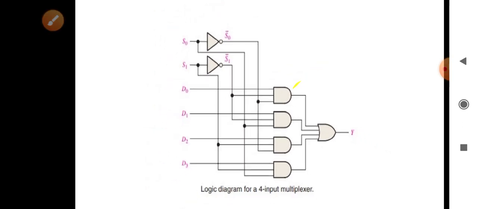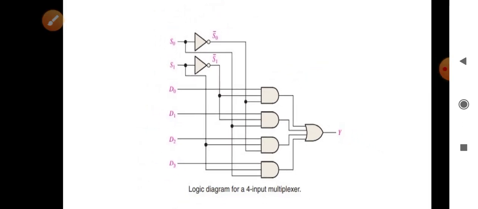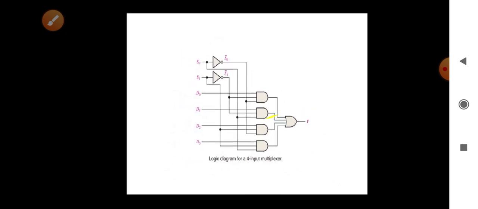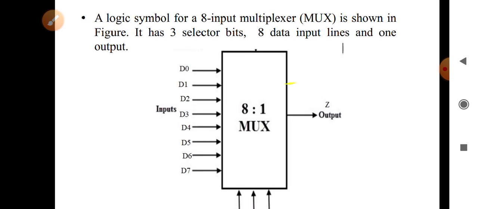I hope you understood how to implement the 4 is to 1 multiplexer and how to form that equation. Next we will discuss the 8 is to 1 multiplexer.